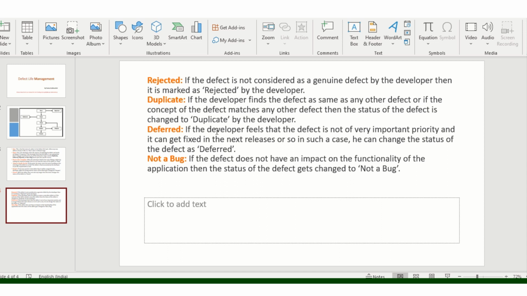Deferred means, if the developer feels that the defect is not a very important priority and it can be fixed in the next releases, they will mark it as deferred. Not a bug means, if the defect does not have an impact on the functionality, they will mark it as not a bug. This is all about defect life management. This is the most frequent question I faced in all the interviews, so it is very important as part of testing.